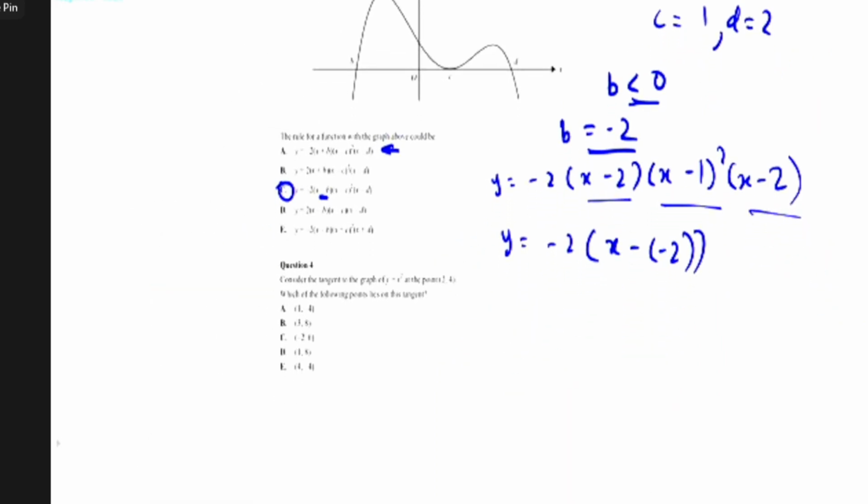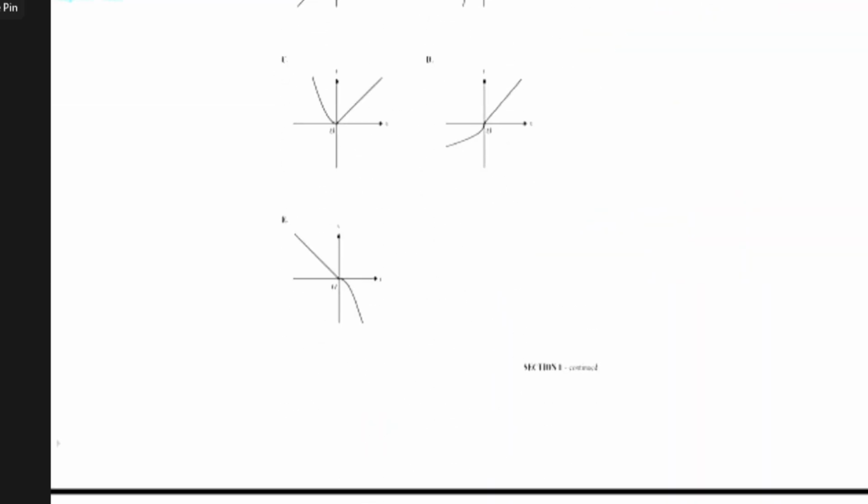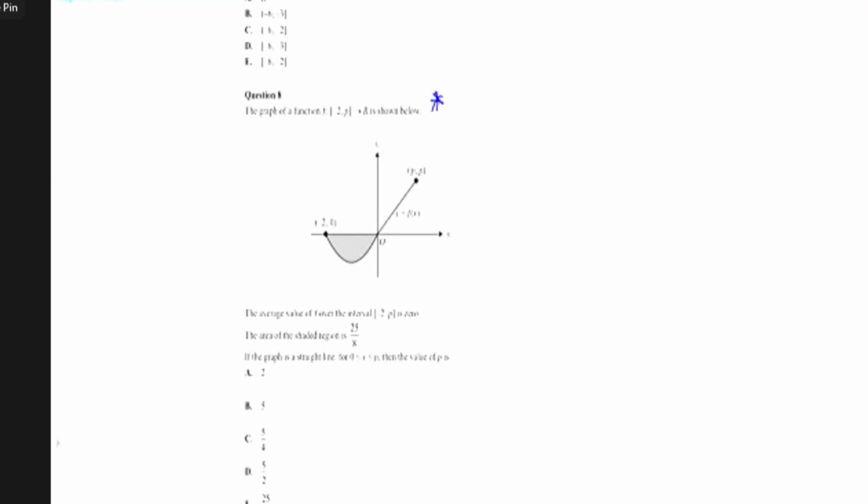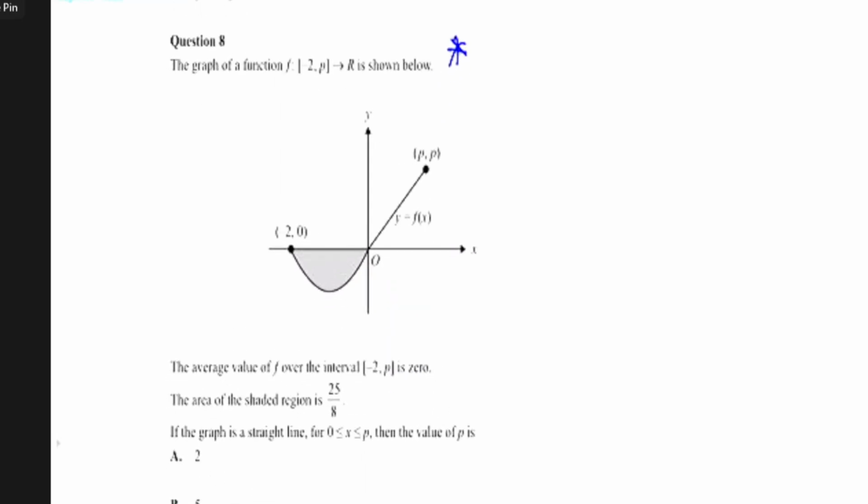So for the next question, is question 8. Again, this is pretty simple. So obviously, if the x value is the same as the y value, and it's a straight line, we're told it's a straight line, then it's just y is equal to x.